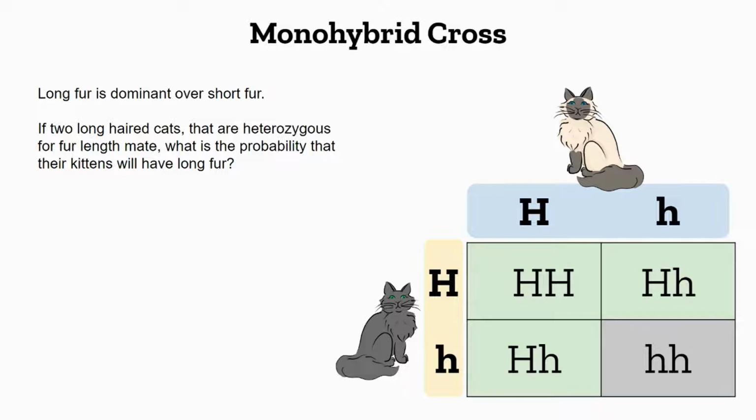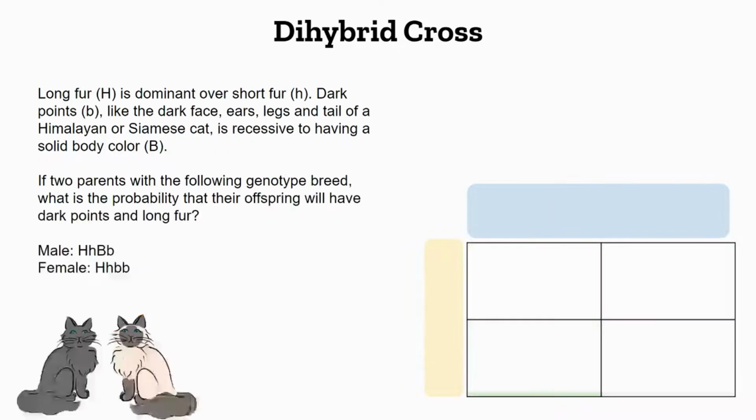You know long fur is dominant, so the boxes inside the Punnett square with a capital H indicate offspring combinations that would create long fur. This means there's a 3 out of 4, or 75%, chance that an offspring will have long fur for these two parents. But what if you were asked this question?